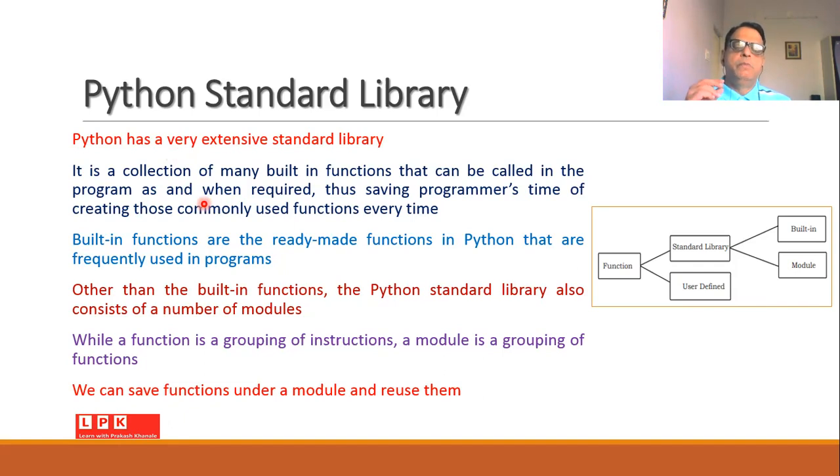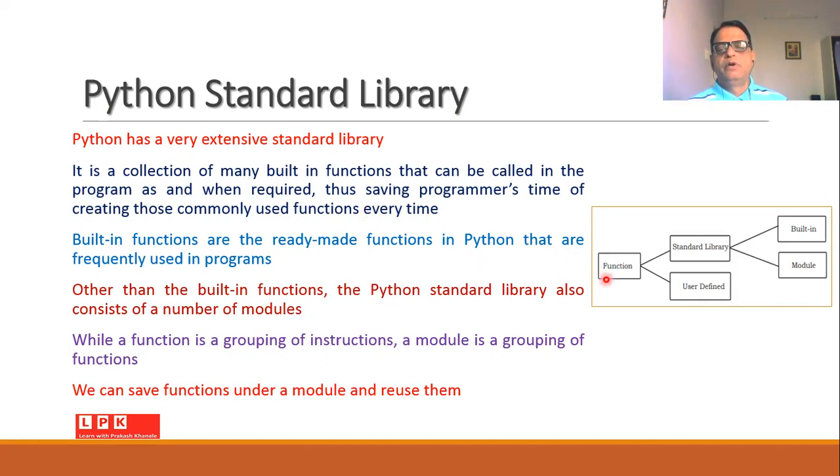Since many facilities and built-in functions are provided in Python, ultimately the programmer will save a lot of time, because these functions are readily available and can be directly used by the programmer in the Python program.